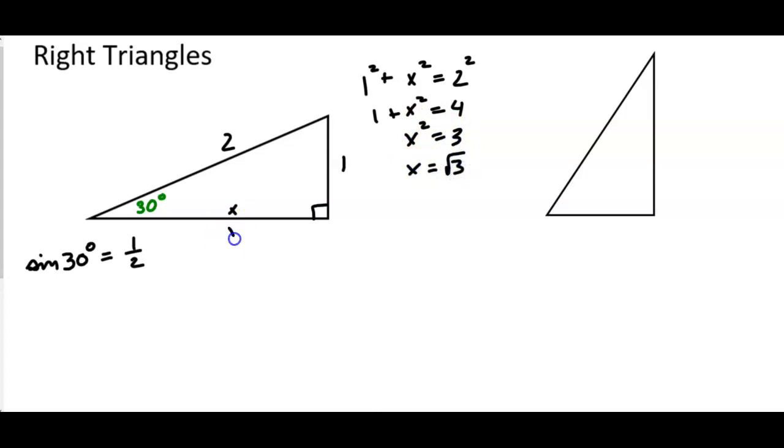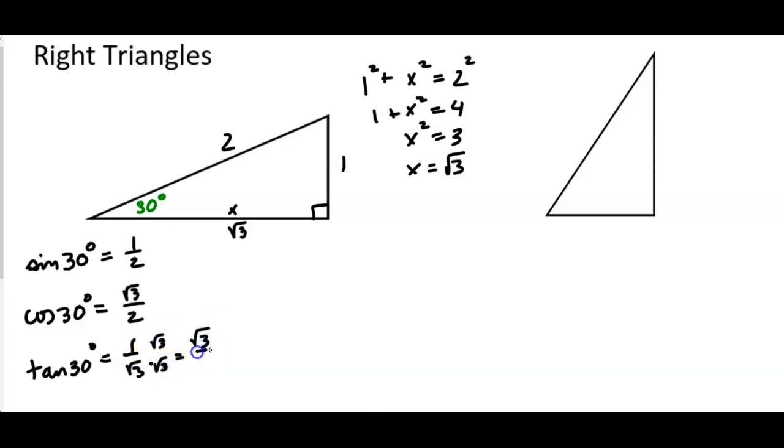And then when I know all three sides of a right triangle, I can find all the ratios. So I can say the cosine of 30 degrees is adjacent over hypotenuse. And tangent of 30 degrees is opposite over adjacent, so it's 1 over the square root of 3. But I have to rationalize that denominator, and so that's going to give me the square root of 3 over 3.